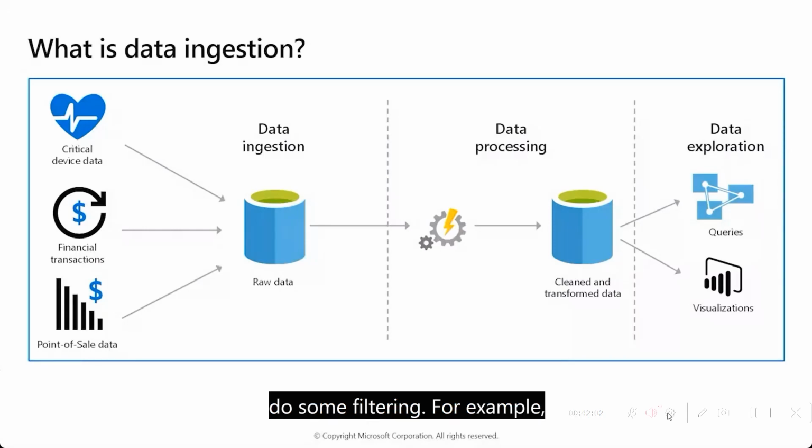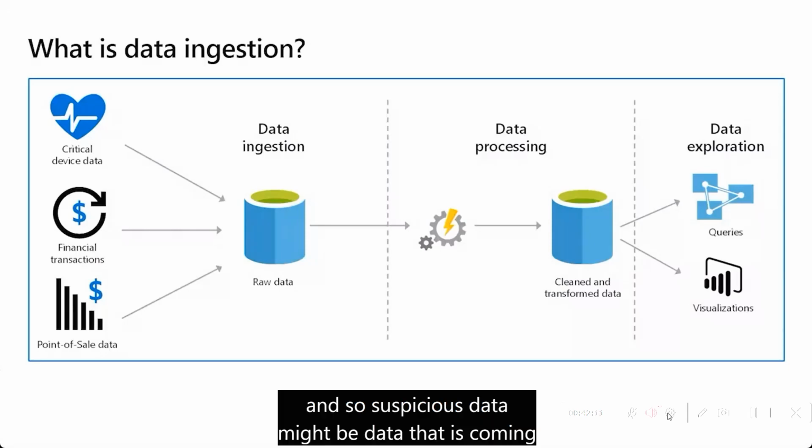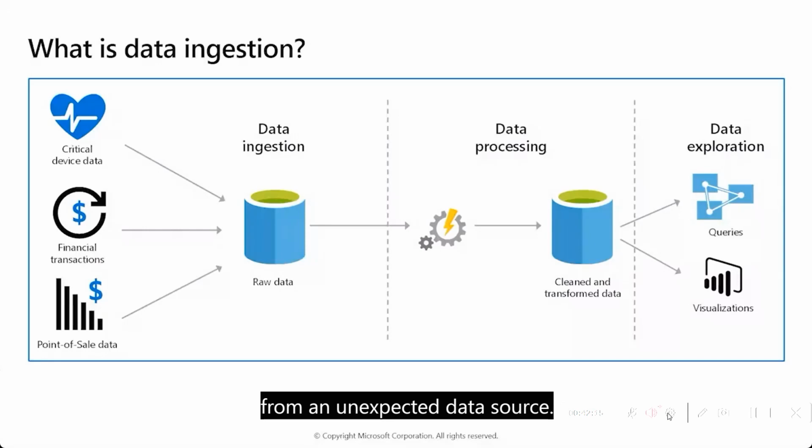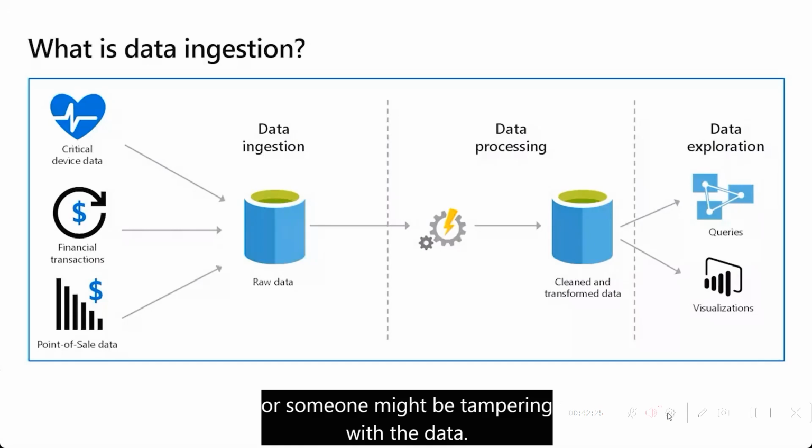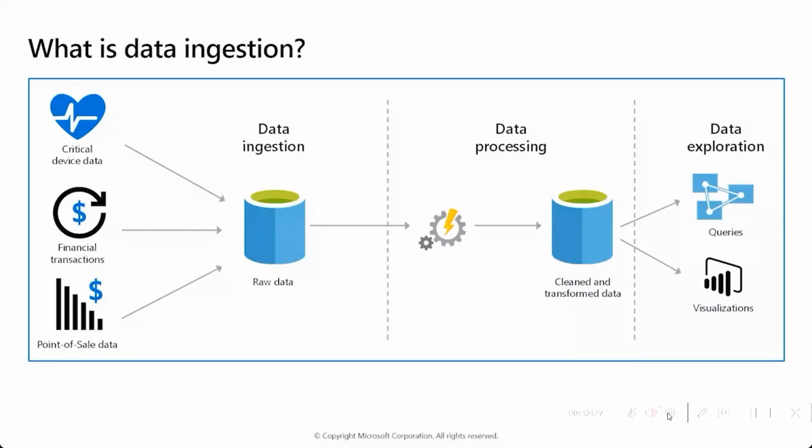During the ingestion process, we might do some filtering, for example, if we are ingesting data that could come from a suspicious data source or is corrupt. Suspicious data might be data that is coming from an unexpected data source. Corrupt or duplicated data could be due to some device malfunctioning, or there might be transmission failures, or someone might be tampering with the data.